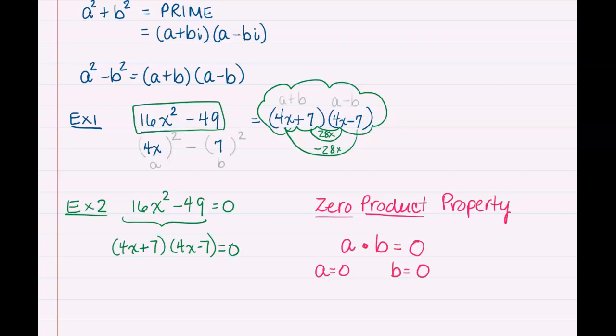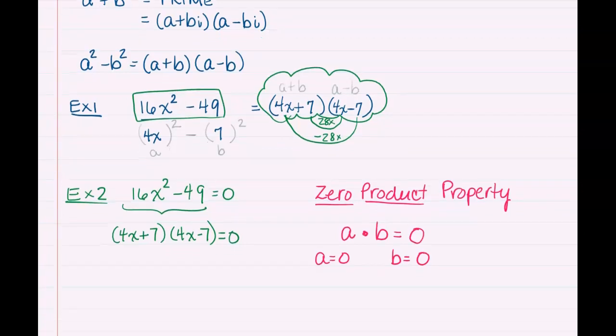So we're going to use this thought so that we can solve our problem over here. So using the zero product property, if I think of this as my A being multiplied and this as my B being multiplied, then we can say that 4x plus 7 is equal to 0.